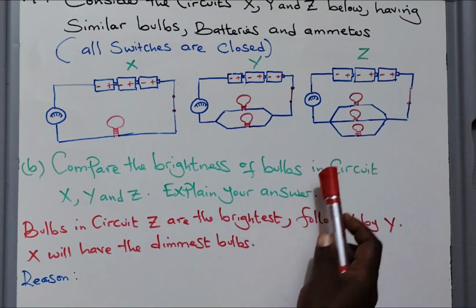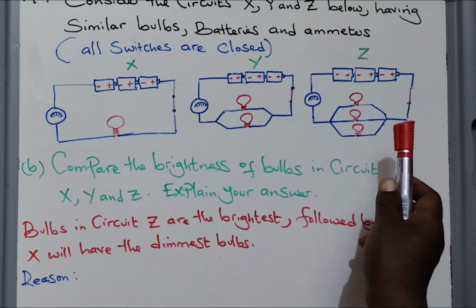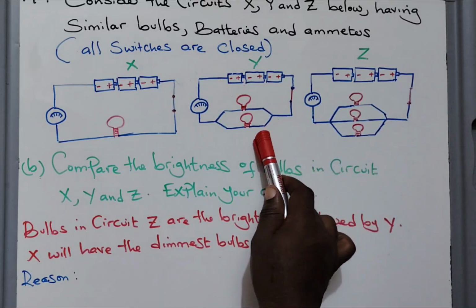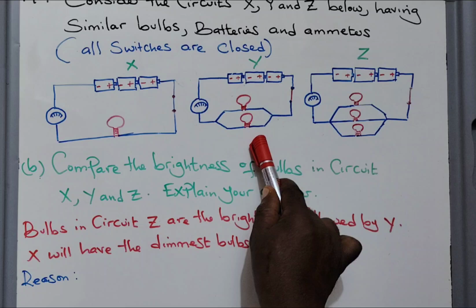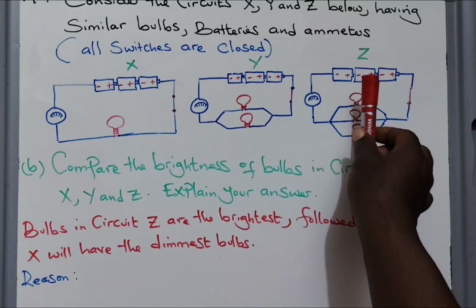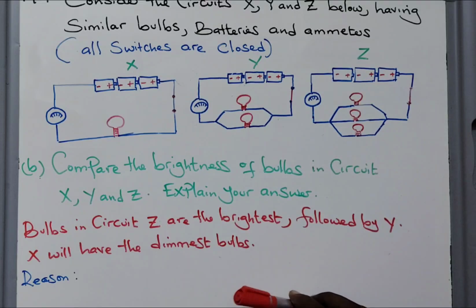What's the reason for Z having the brightest bulbs compared to Y, and X having the dimmest? The reason is that the more the resistors are in parallel, the less is the total resistance. You have to know that each bulb represents resistance. So when you put more in parallel, the total resistance decreases.